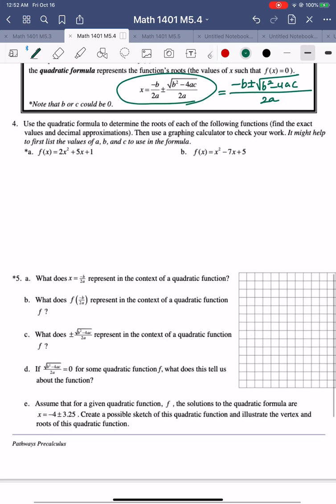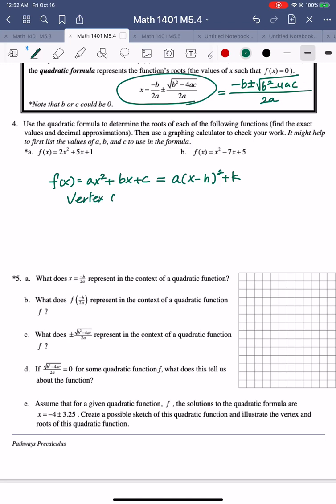So for number 5, what does x equals negative b over 2a represent? When you have a quadratic function in standard form, you can always switch to the vertex form, where the vertex is (h, k). So h is x and k is y for the special point of the quadratic we call the vertex. h is always going to be negative b over 2a, and in order to find k, you plug h into the function.